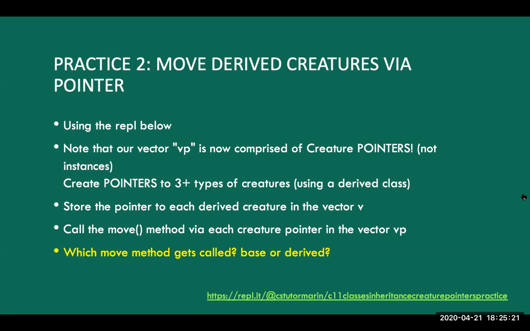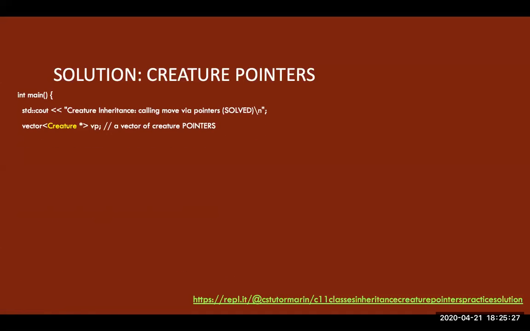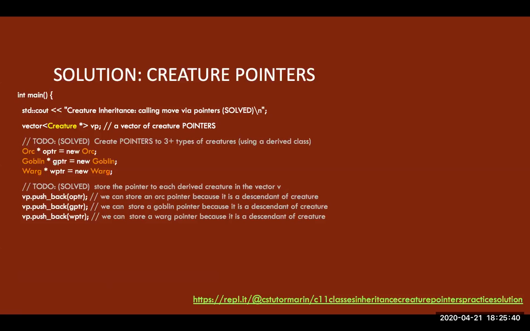Okay, there's our fun timer. Okay, let's talk about this one a little bit. And I think you guys will see where we're going here pretty quick. So we've got our creature pointers, which we're collecting in the vector. And we can go ahead and create our orc, goblin, warg on the heap, and then pass those pointers in. Or like I said, you could say new orc right in the parentheses there, totally fine.